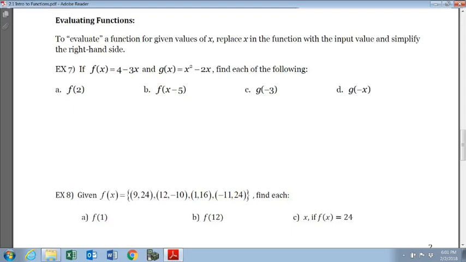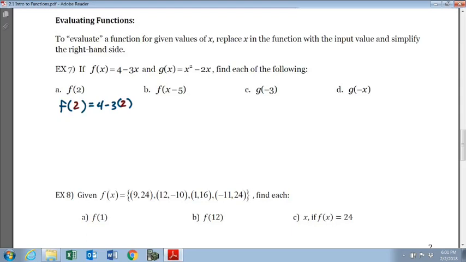So we have f of x equals 4 minus 3x, and g of x equals x squared minus 2x. The way I always recommend students do these is first make a shell of the function. So for f of x, I'm basically replacing x with parentheses. Here I have x and here I have x, and that's where I'm going to have parentheses down below. I'm just making a shell. Now my input here is 2, so I'm going to put 2 in where x was.